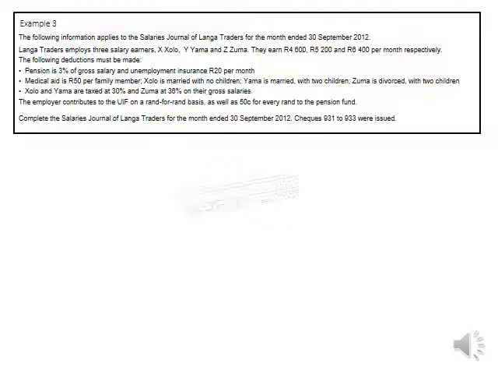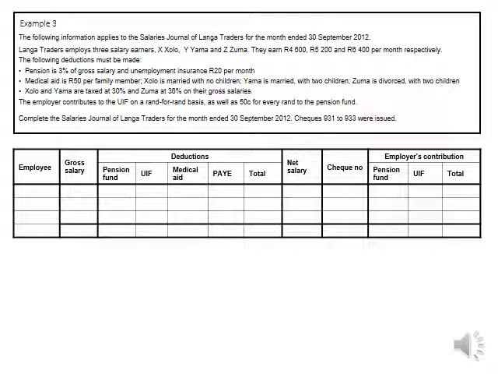Okay, so this is how the salary journal looks like. It will have a heading. It doesn't show the heading here, but the heading will be the salary journal of Lanka Traders for the month ended 30 September 2012. A column for the employees, gross salary, the different deductions, the total net salary, the check number issued to each employee, the employee's contribution with a column for each and a total.